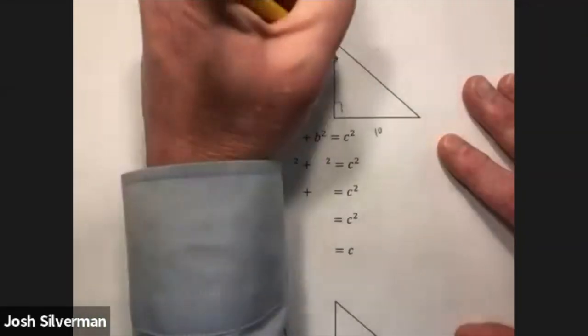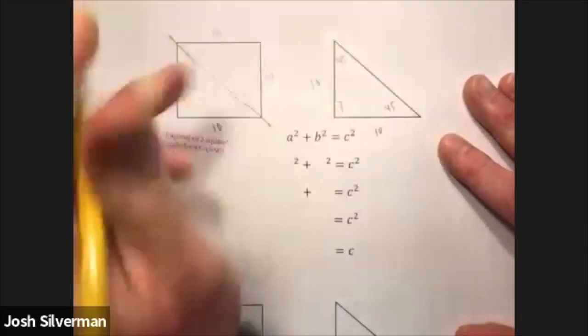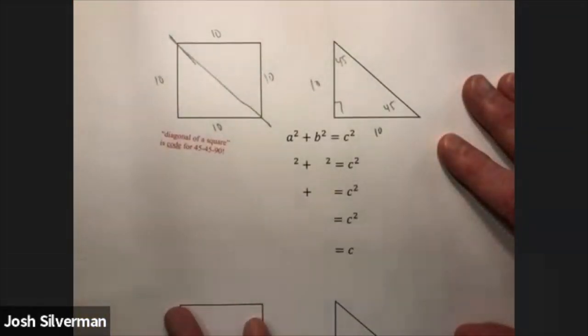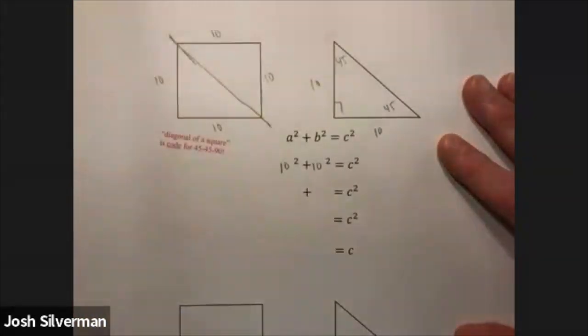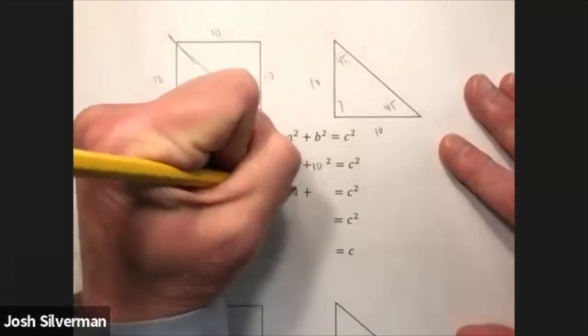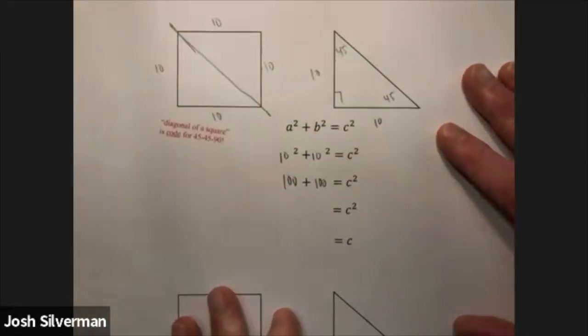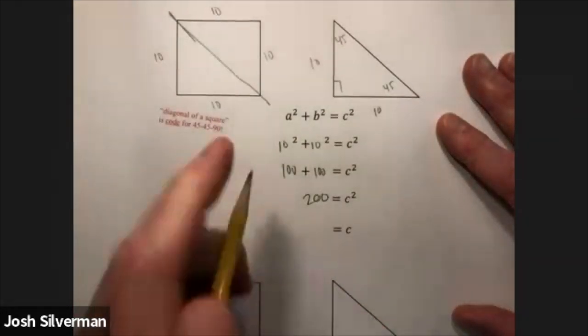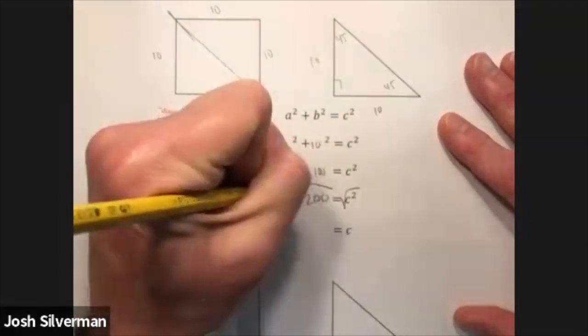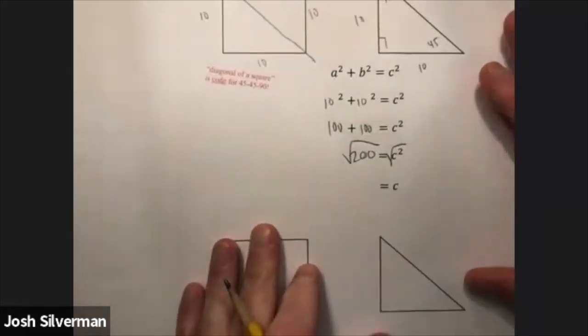We know that's a 90. We know that's a 45. We know that's a 45. Let's work that same technique. The two legs, we square them, we add them up. That would be a 10, that would be a 10. 10 squared is 100. 100 plus 100 is 200. What is the square root of 200?